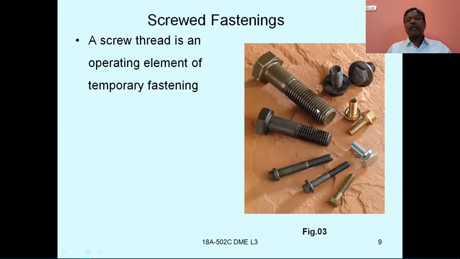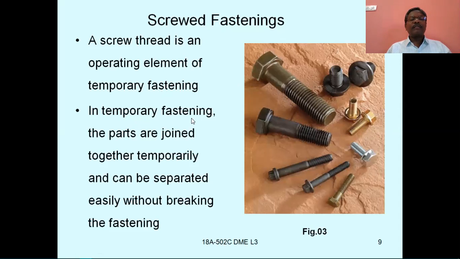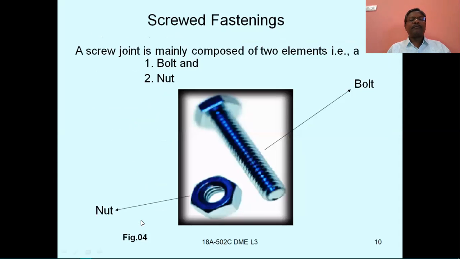And now the screw fasteners, here in this case the screw thread. So this is the screw thread, from here to here it is the thread. It is an operating element of temporary fastening. In temporary fastening, the parts are joined together temporarily and can be separated easily without breaking the fastening, as I already told you in the introduction itself.